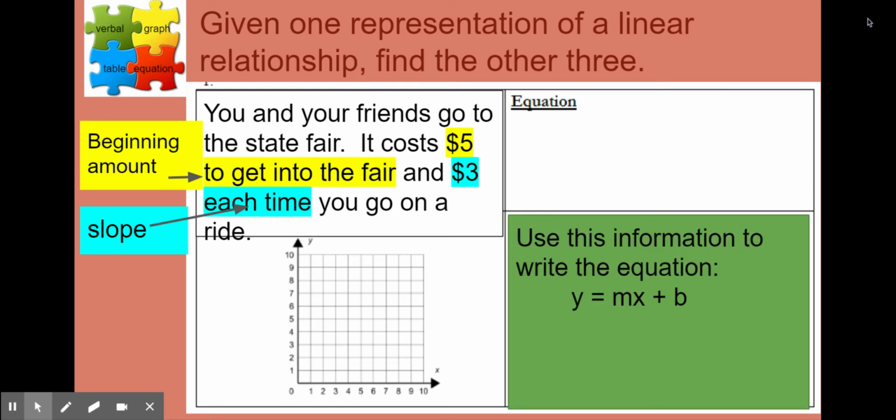So we're going to use this information to write the equation in the form y equals mx plus b. Remember that m stands for slope and b stands for the y-intercept. So in place of m, I'm going to put 3 because it's my slope, because it says each. And in place of b, I'm going to put 5 because that's where I started.